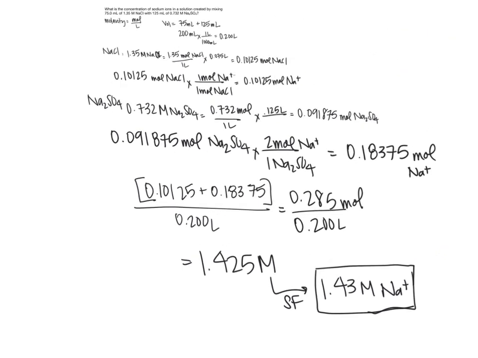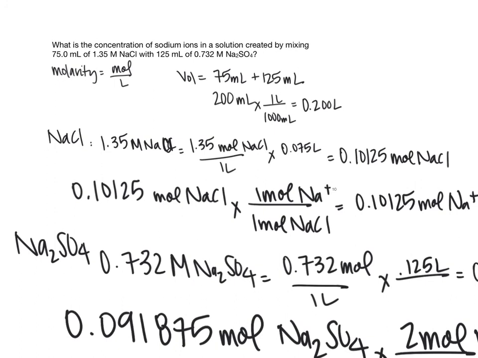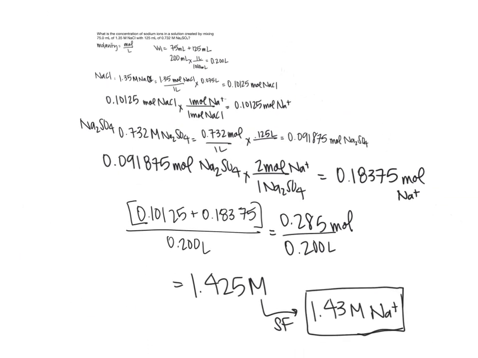So when we look at this example, the important part is to think about how we need to determine the number of moles of sodium ions, and then we need to determine the total volume. We'll try to get that backed out to where you guys could actually see it in this way.